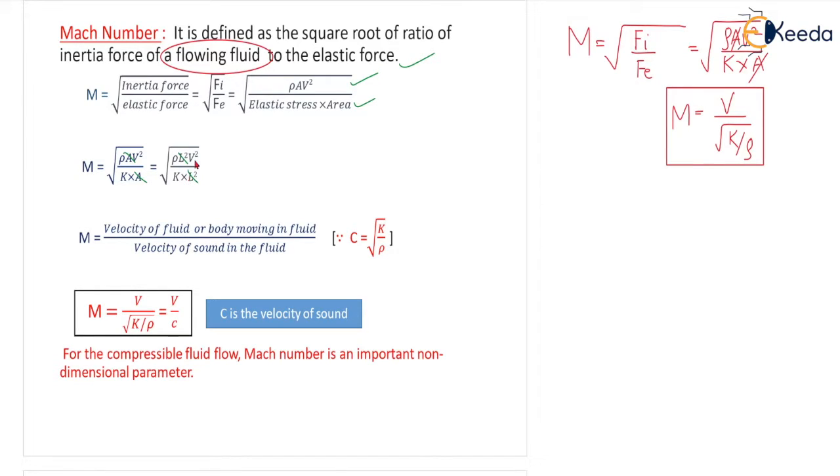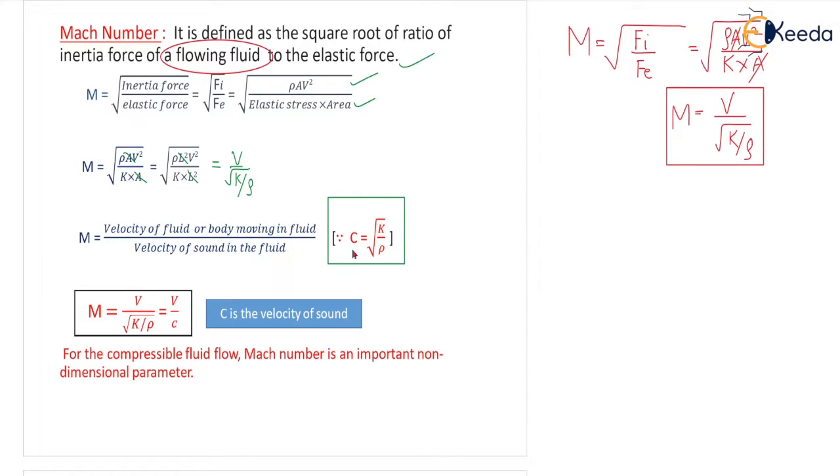So finally, if you take the square root, we are left with V in the numerator, and in the denominator K by rho, so we can write under root K by rho. So Mach number equals the velocity of the fluid, or body moving in the fluid, by root K by rho. And we know the relation C equals root K by rho, correct? Velocity of fluid or body moving in a fluid by velocity of sound in the fluid.